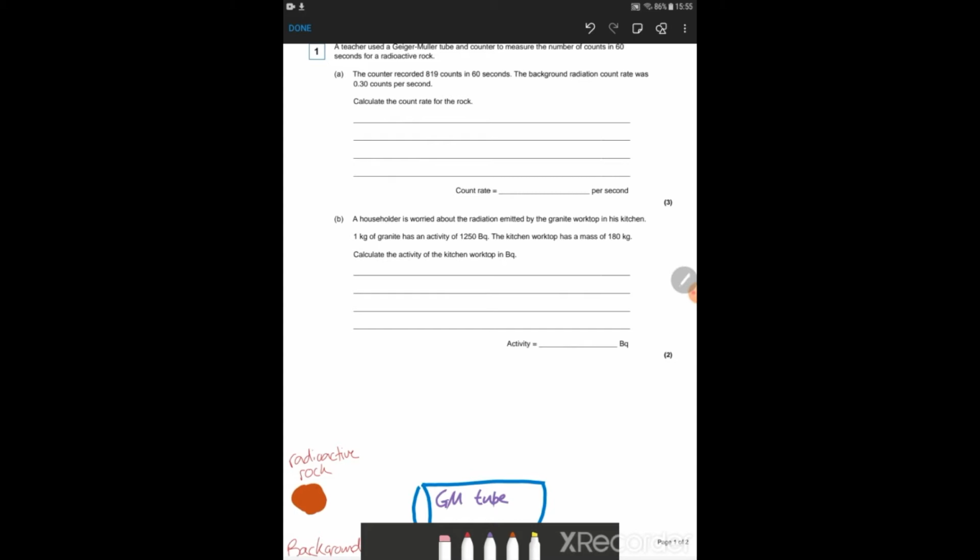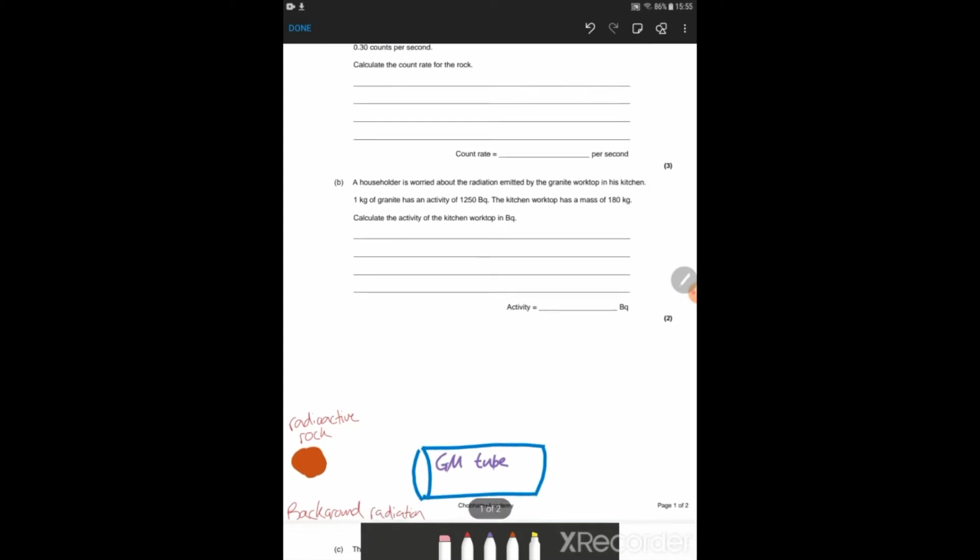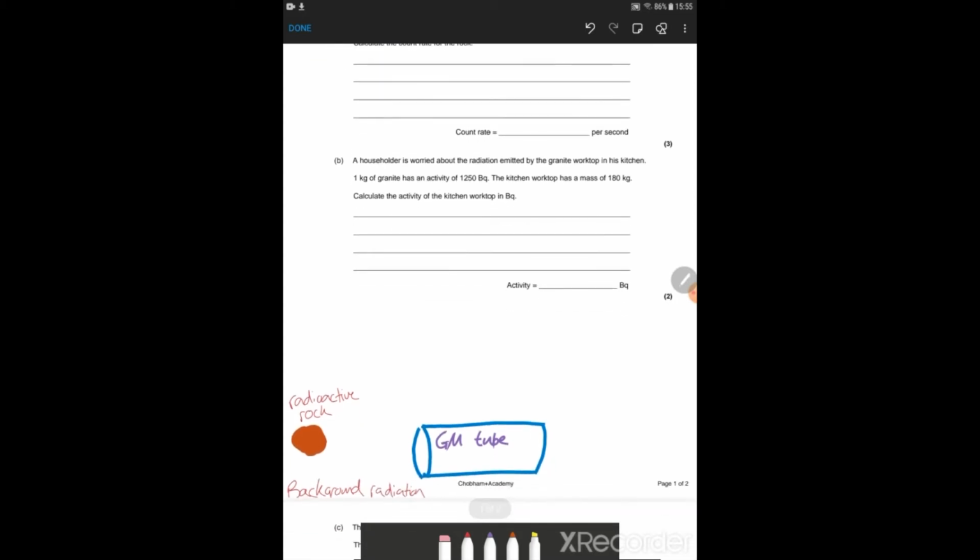Okay, so we've got a question here that says a teacher used a Geiger Muller tube. So a Geiger Muller tube, as I've symbolized down here, is a tube like this, and it clicks every time ionizing radiation enters it. So remember that ionizing radiation is radiation that causes ions from atoms. So things like alpha, beta, gamma. So let me make a little note of that actually.